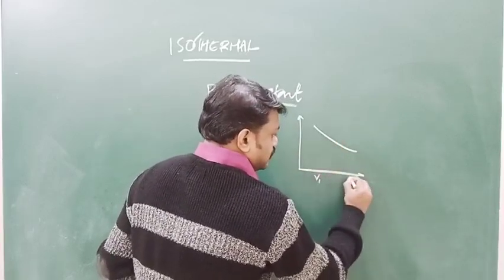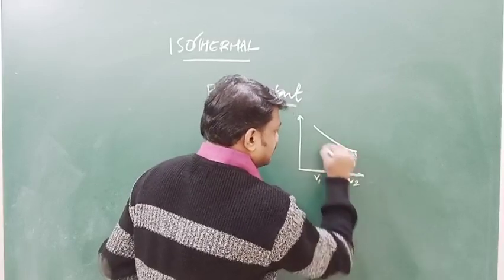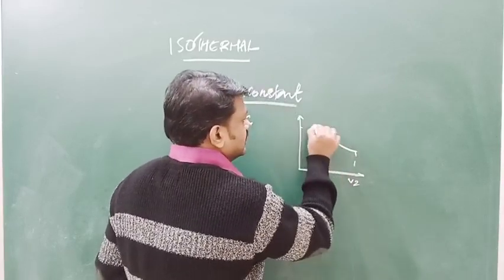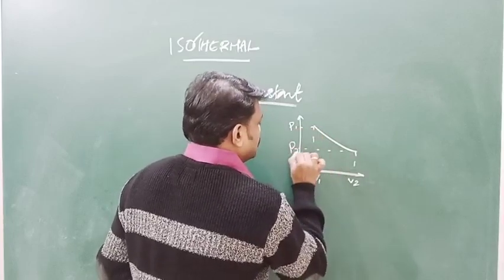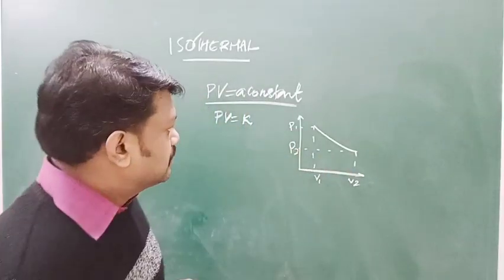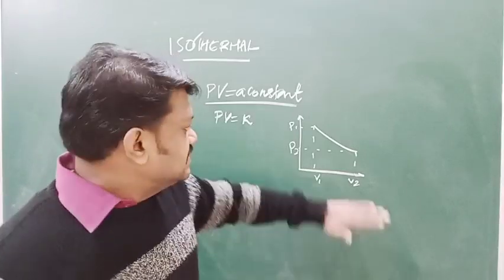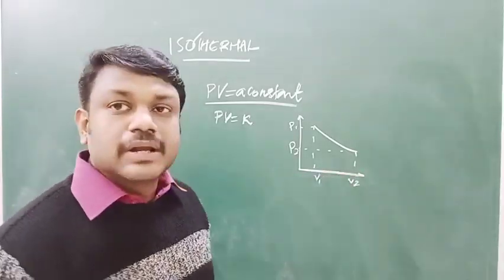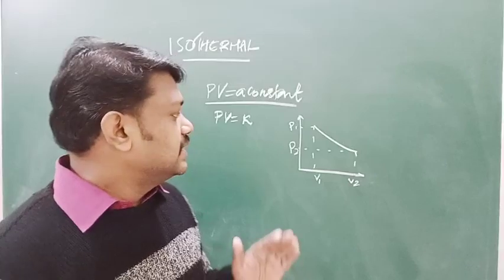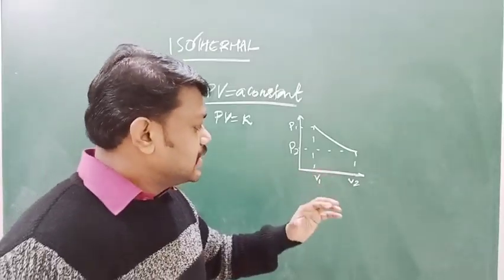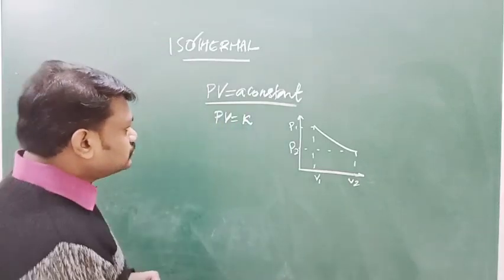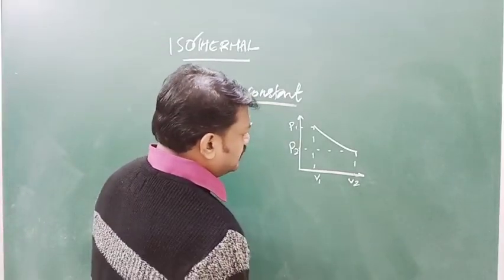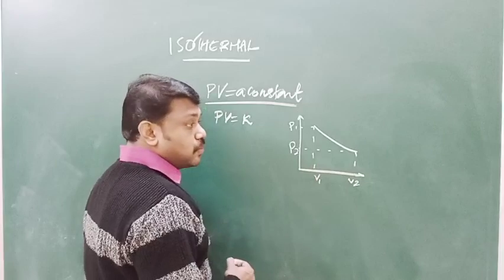So the system expands from V1 to V2, so its pressure changes from P1 to P2. So this is the isothermal curve. We can call that an isothermal curve, which shows the PV diagram for an isothermal process. So we can find out the slope of this curve. What is the slope of this curve?